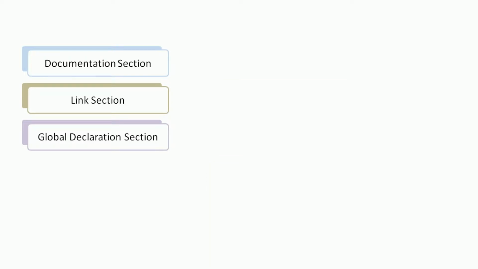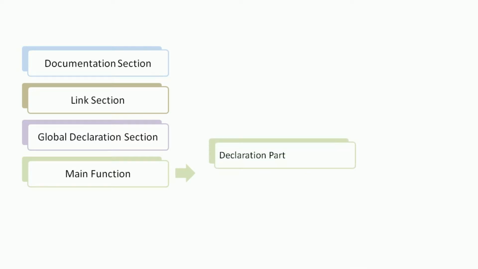Then the main function section. This is the most crucial part of any C program. During the execution of a program, the compiler reads the whole program, but it starts execution from the main function only. The main function has also two parts: the declaration part, where all the variables are declared for later use inside the main function, and then the execution part, where functions, logic, and statements are used for execution.